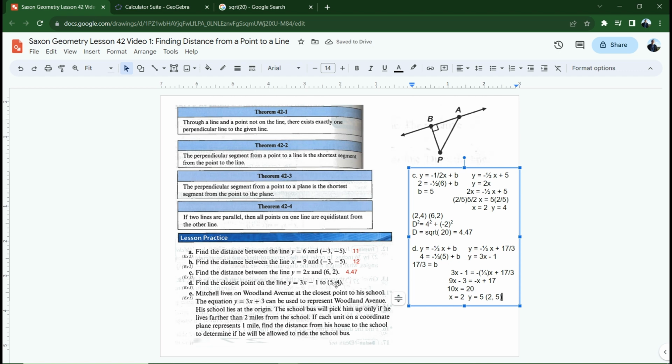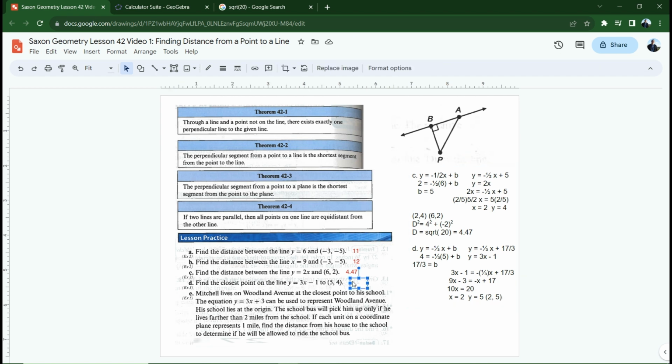So the point on the line that's closest to the point (5, 4) is (2, 5). I keep looking at this one. Let's see if I did that right. There it is. Okay.